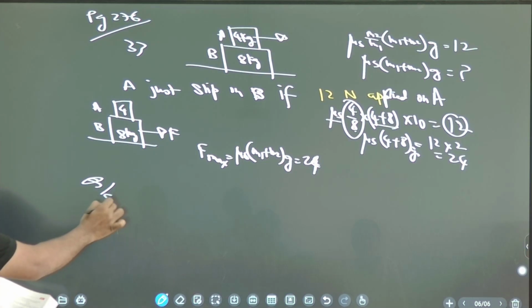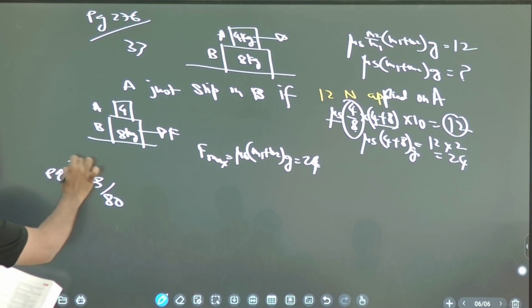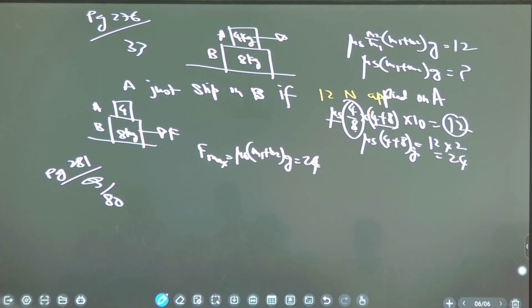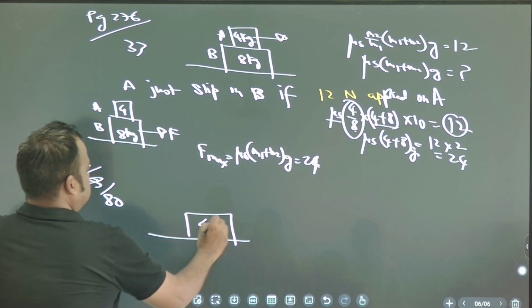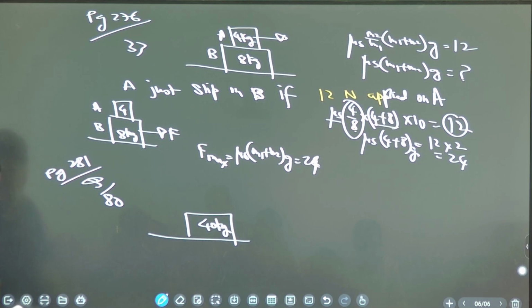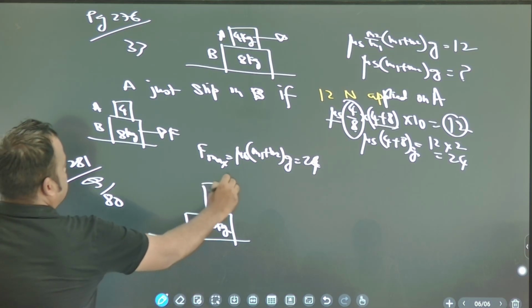Now question 80, page 281. Lower block, what is the value? Mass 40 kg. Upper block 10 kg.